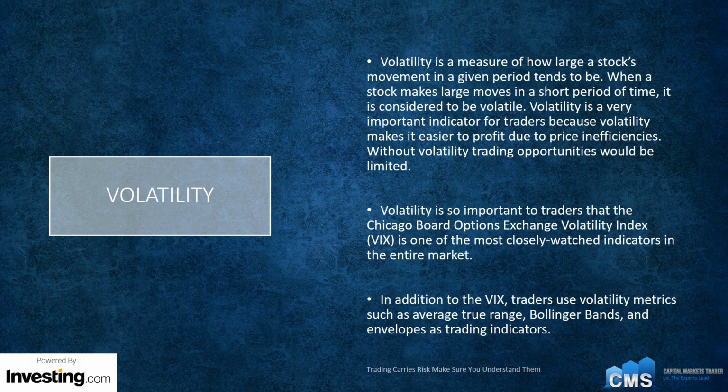So volatility is the measure of how large an asset's movement in a given period of time tends to be. When an asset makes a large move in a short period of time, it is considered volatile. Volatility is a very important indicator for traders because volatility makes it easier to make profit due to price inefficiencies. Without volatility, trading opportunities would be very limited. Okay. So we have things like the VIX. We have Bollinger Bands. We have envelopes.